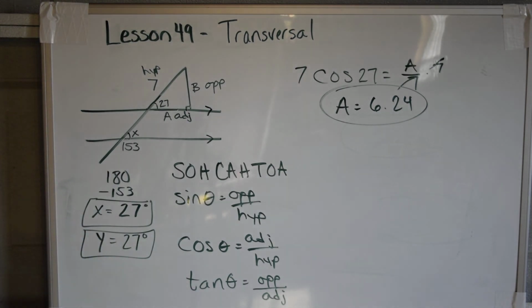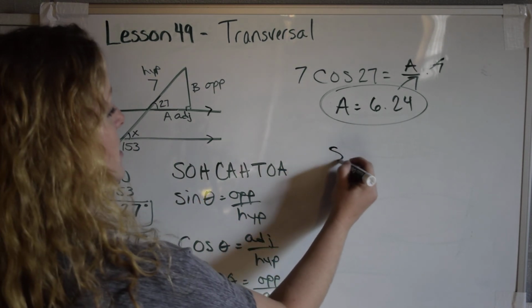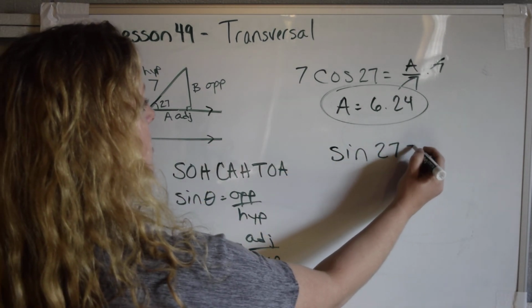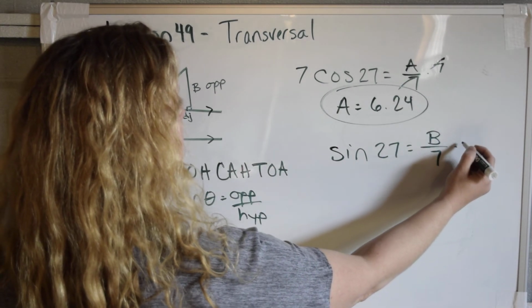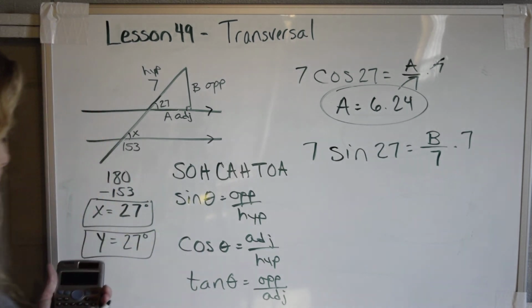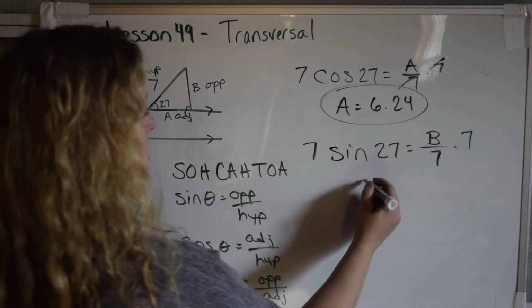And then we'll find B. B is the opposite side. So opposite over hypotenuse is sine. So the sine of 27 is equal to the opposite side over the hypotenuse. Multiply both sides by 7. 7 sine of 27 is equal to 3.18.